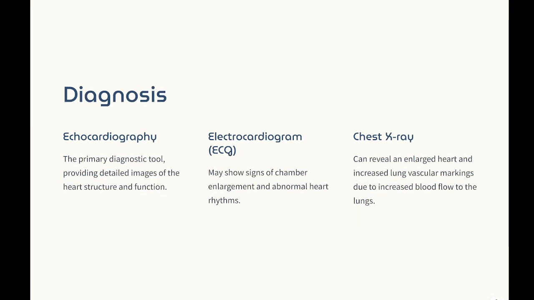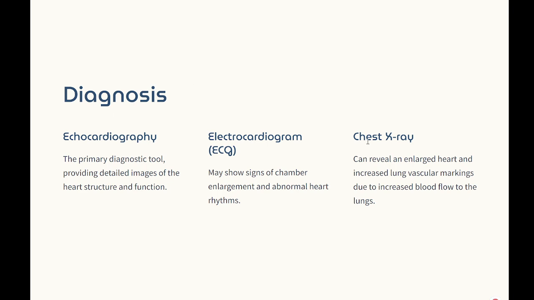Diagnosis: echocardiography, the primary diagnostic tool providing detailed images of the heart structure and function. Electrocardiogram, ECG, may show signs of chamber enlargement and abnormal heart rhythms. Chest X-ray can reveal an enlarged heart and increased lung vascular markings due to increased blood flow to the lungs.